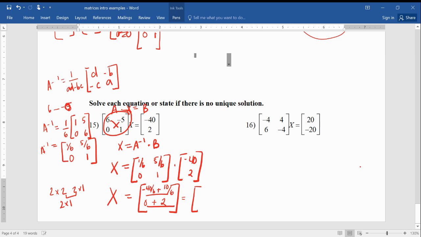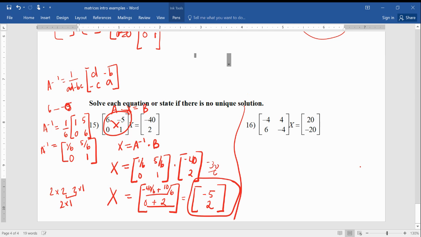Now look what happens up here on this top row. You've got -40 plus 10. That's -30. And it's over 6. Ooh, that's just -5. So I encourage you not to whip out that calculator so quickly. You probably can do it in your head. Well, there is your matrix that multiplied by that first matrix A would give you matrix B. Wasn't that bad.